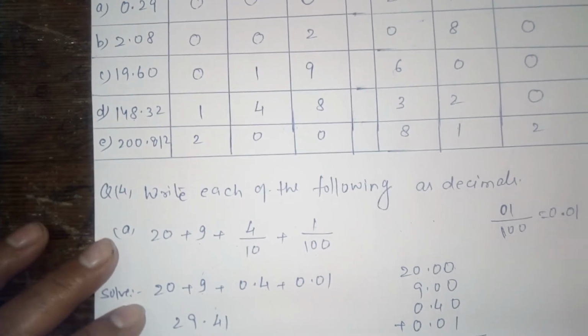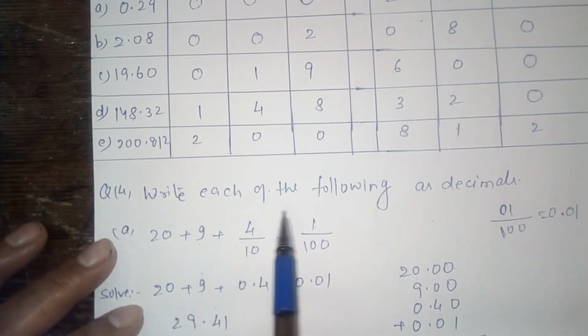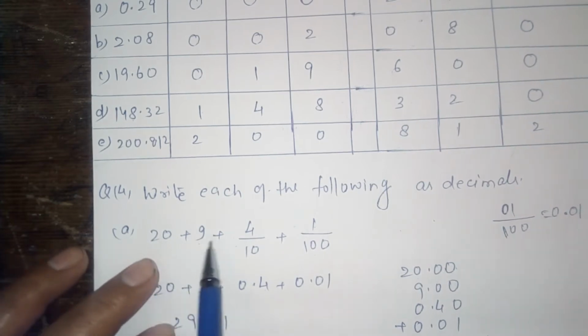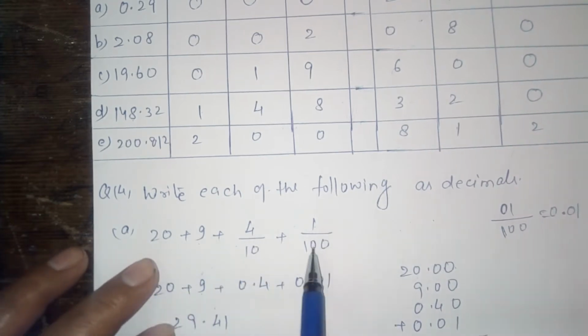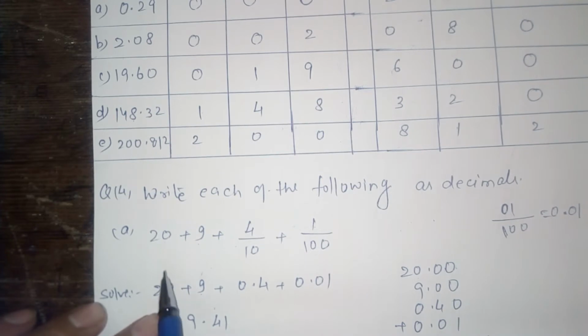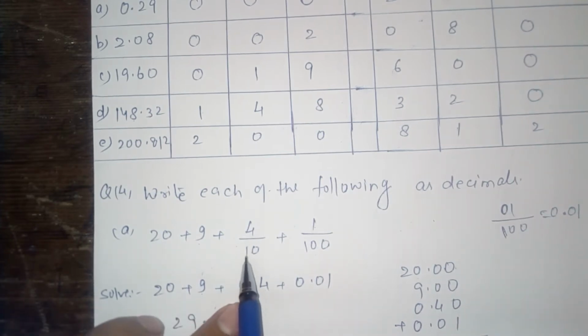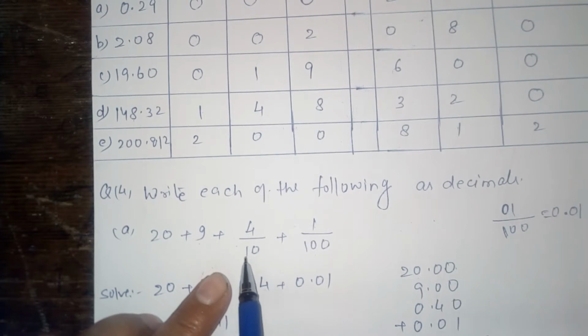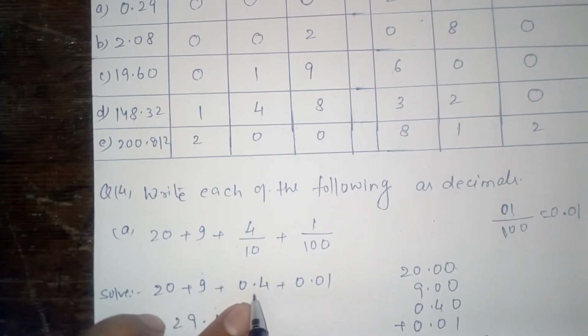Now question number 4 is: write each of the following as a decimal. 20 plus 9 plus 4 upon 10 plus 1 upon 100. You know very well, this is 20 plus 9 plus 4 upon 10. In 4 upon 10, 4 is the numerator and 10 is the denominator. In 10, the number of 0s is 1, so before one digit we will put the decimal point. 4 upon 10 means 0.4.